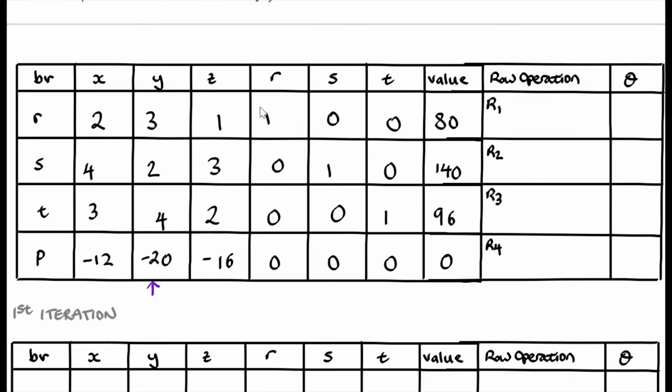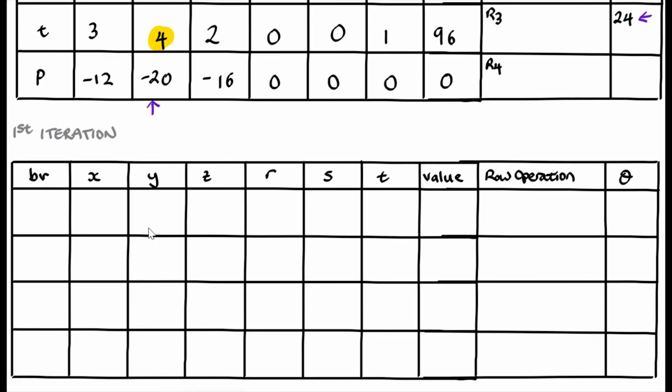So we have 80 divided by 3, which is 26.6, etc. And then we have 140 divided by 2, that's 70. Then we have 96 divided by 4, that's 24. Okay, and the smallest number we have over here is the 24, and therefore the pivot is this 4 over here.